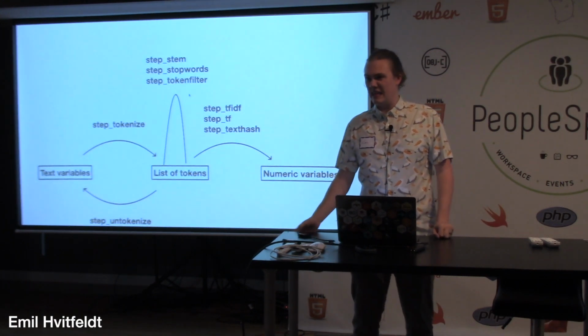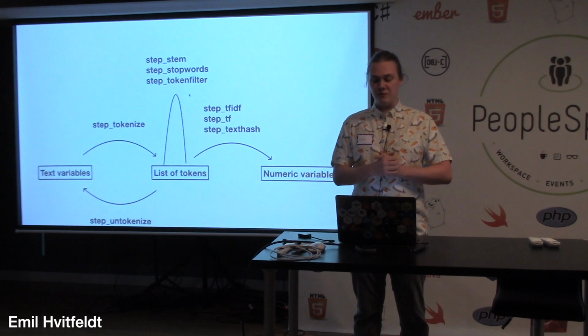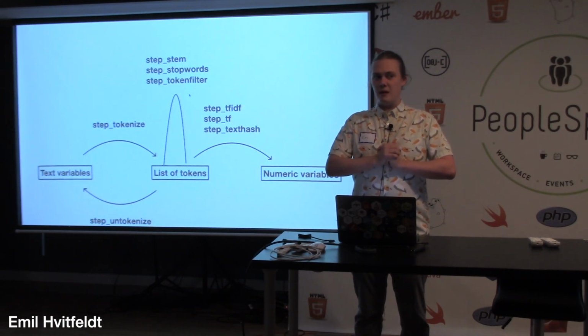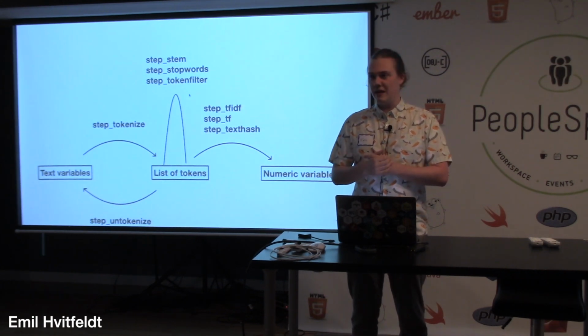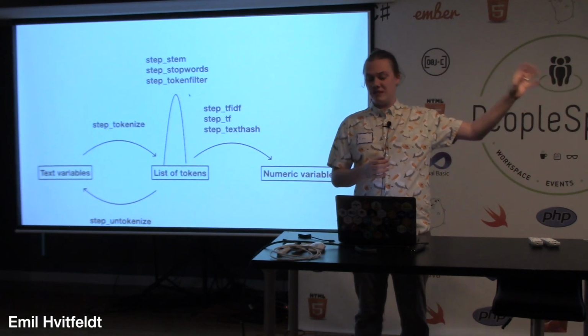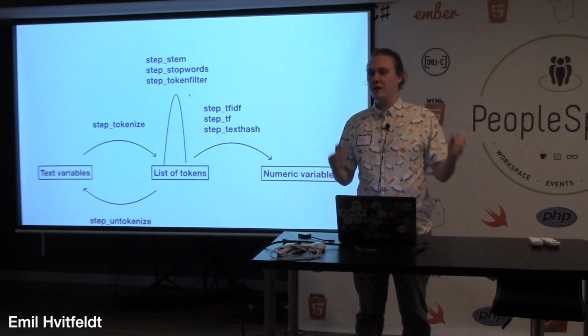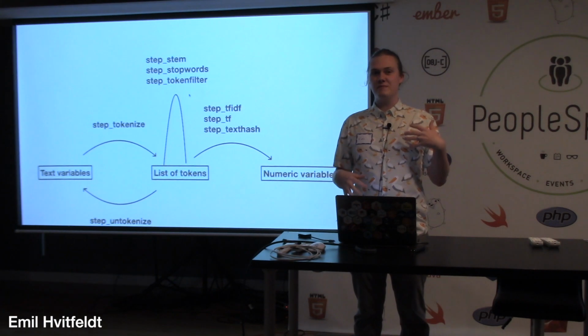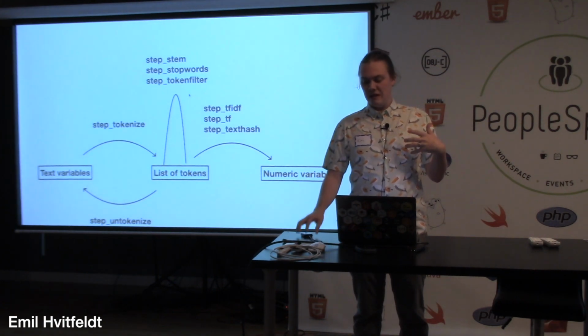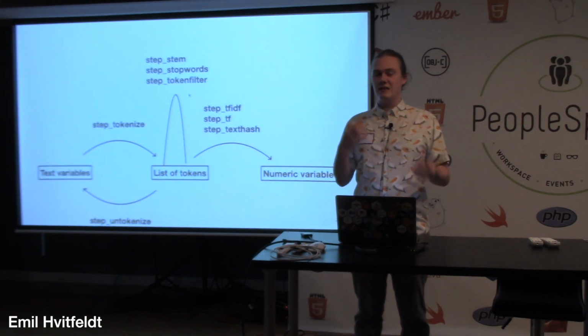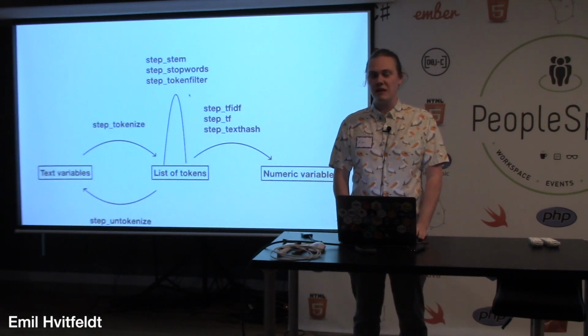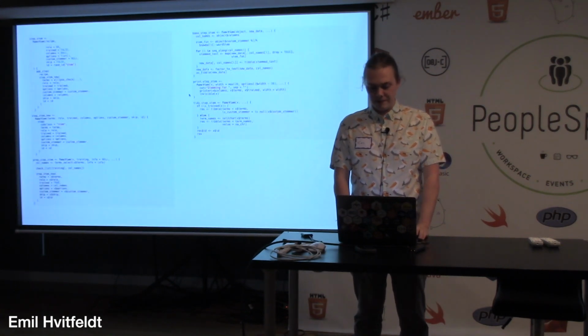Later versions have also added word embeddings and other things. We have a pull request ready to do a BERT word embedding soon, so that will basically just go directly from text to numerics. So there's a lot of freedom, and the ordering has some constraints, but it's still, I would say, the most flexible solution you have out there.